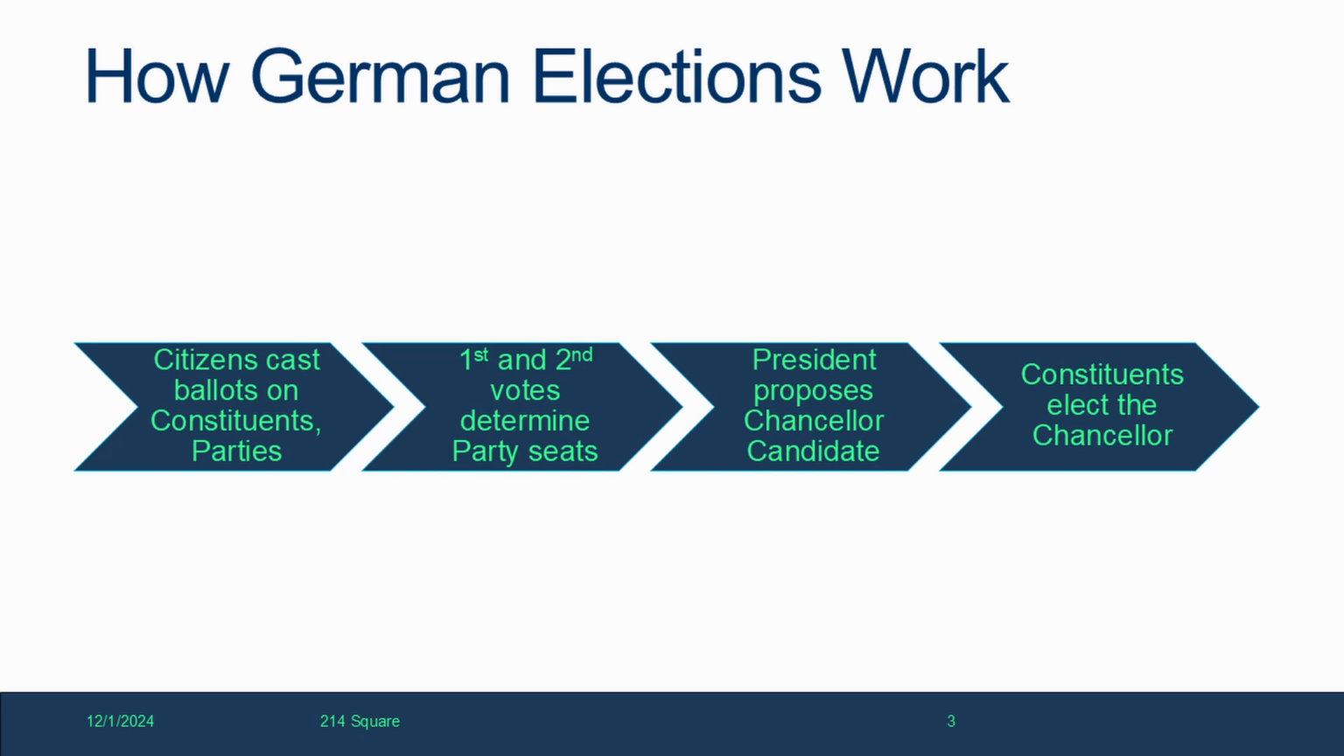Next, the federal president, at the moment this is Frank-Walter Steinmeier from the SPD, will propose a chancellor candidate to the parliament. This is usually the candidate of the faction with the most seats in parliament. And then usually constituents will elect the chancellor. They don't have to, but it's very likely that this is happening, specifically after the parties agreed on some kind of a coalition. Like at the moment, it's the Ampel coalition that, as you know, is broken apart.